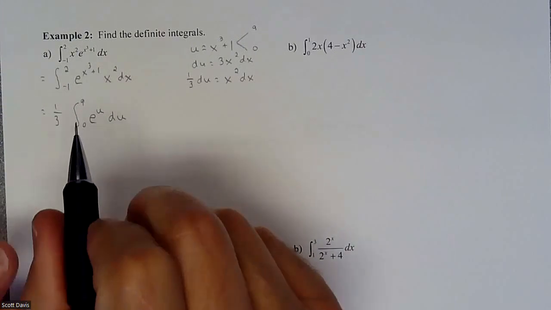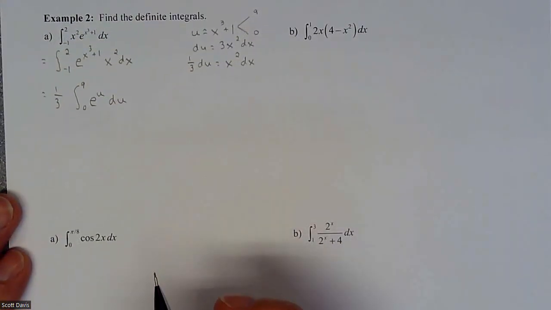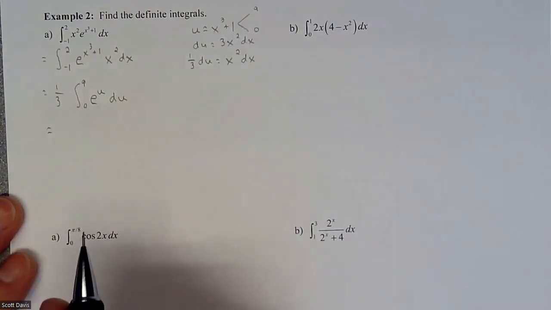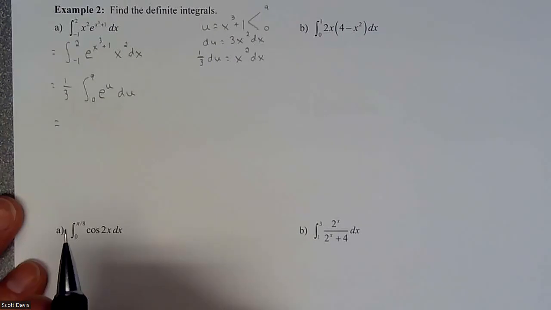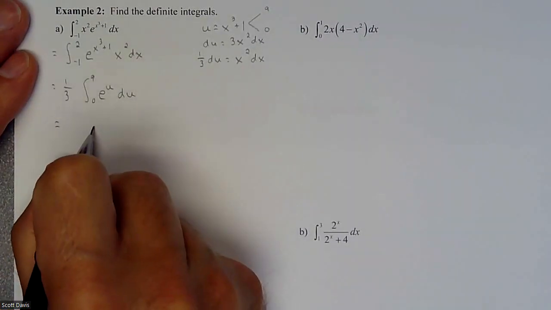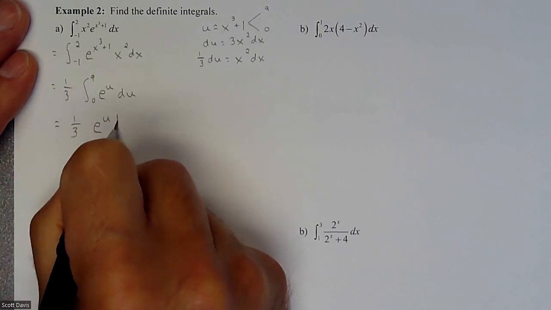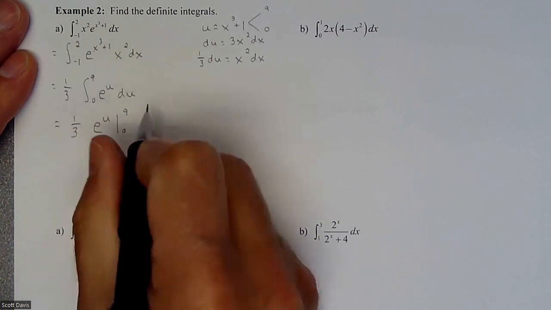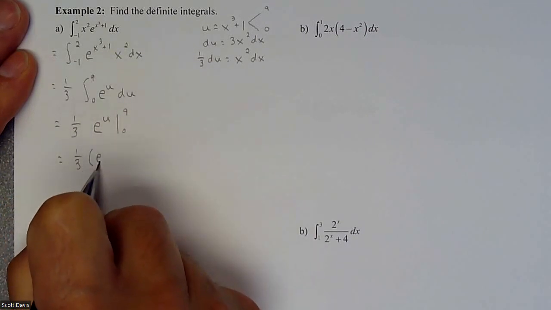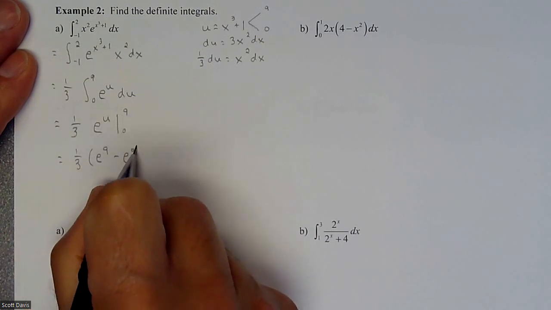All right, so now I can, and you don't have to do this. You can go back to the very beginning, but you're going to get the exact same answer no matter what. I just like to go ahead and sub it in and maybe skip a step or save a step, I guess. So if I do the antiderivative of e to the u, that's going to be e to the u. And then we're going to have a 1/3 in front of that. And we're going to go from 0 to 9. And so we're going to have a 1/3 times e to the 9th minus e to the 0.